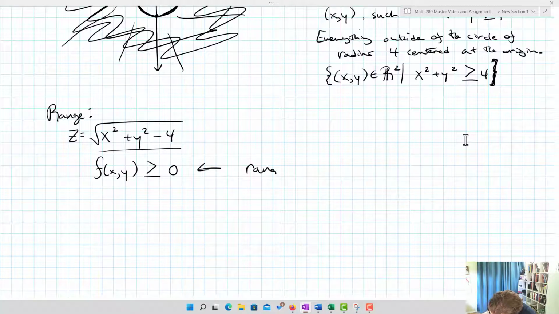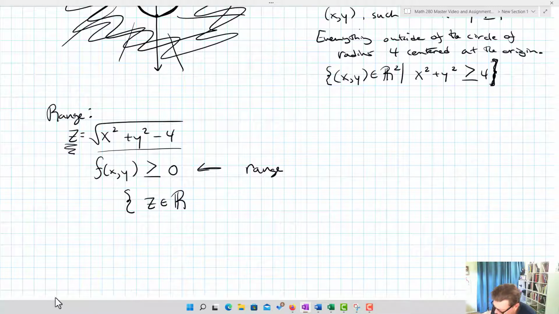Okay? That's the range right there. And how we write that in set builder notation, we have a little curly bracket, and it's going to end up being the set of all z belonging to R. Now that's just a single value, right? Because this is just one variable z, f of (x, y), even though it looks like maybe it's a couple, it's not. It's just a single variable z, such that z is greater than or equal to 0. And there is our range.